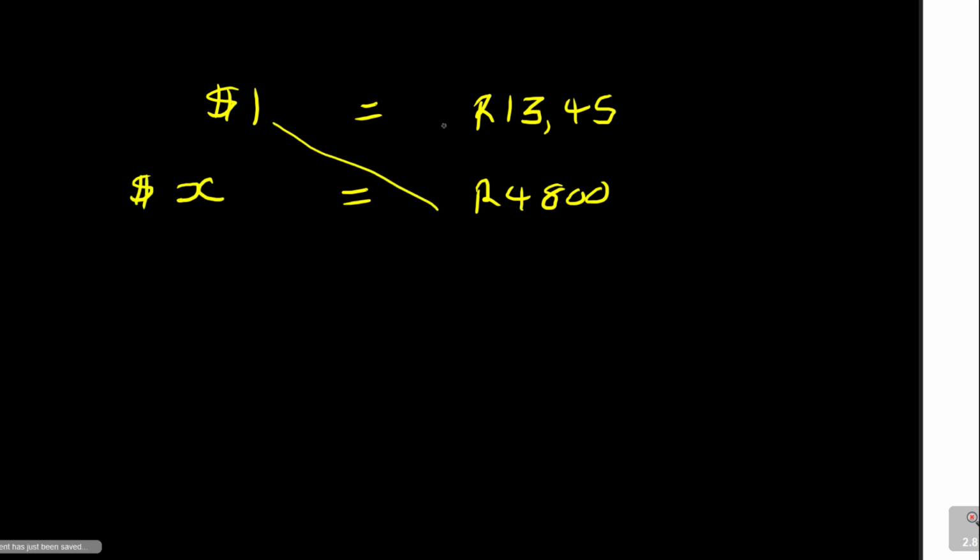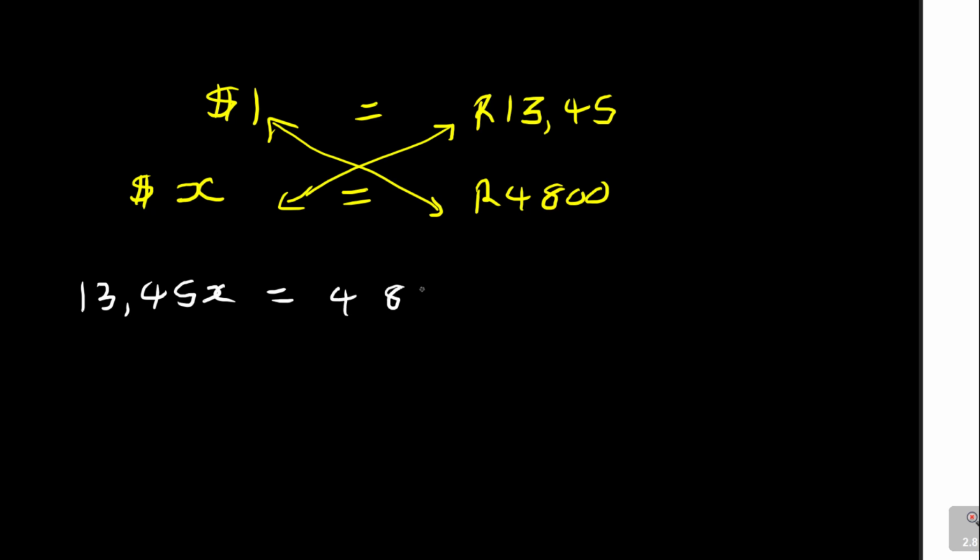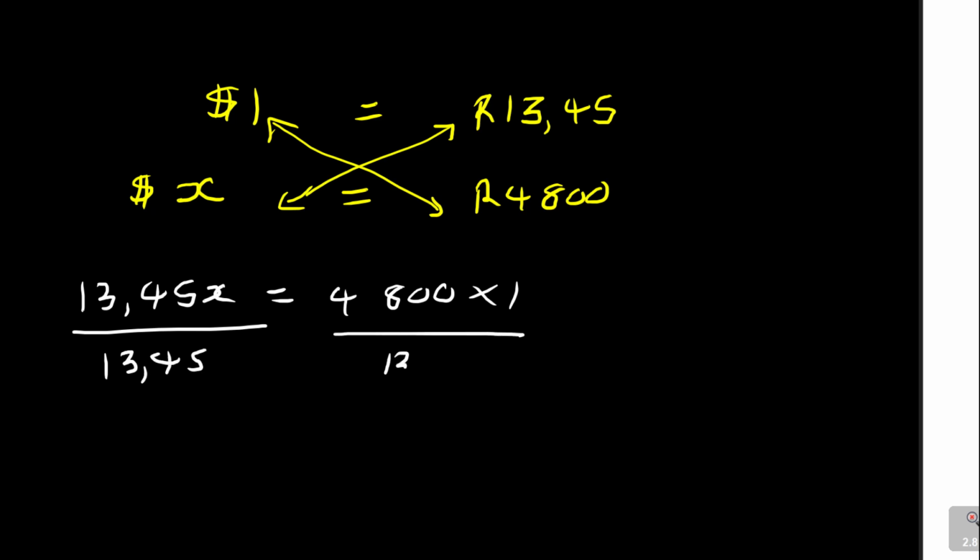Then you cross multiply. This multiplies that, that multiplies that. So start with the X. It's X times 13.45, which is equal to 1 times 4,800, which is 4,800. Then how do you get X? You divide both sides by 13.45. Guys, that's how you simply convert. This is X, and it's in dollars. How much is that in dollars?